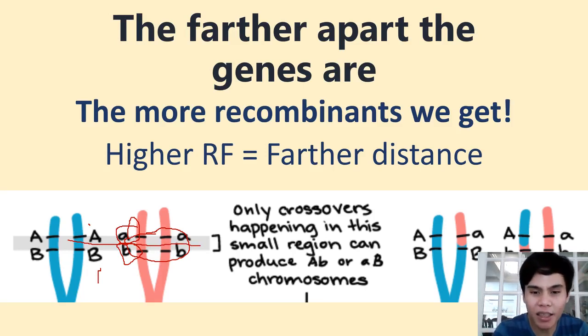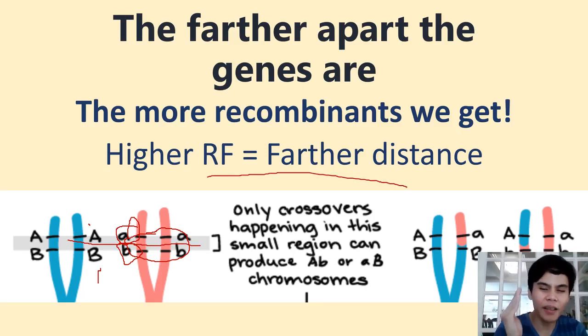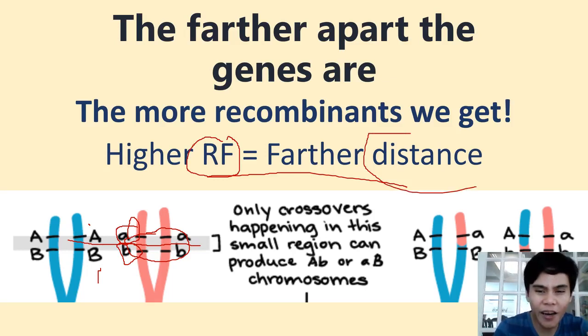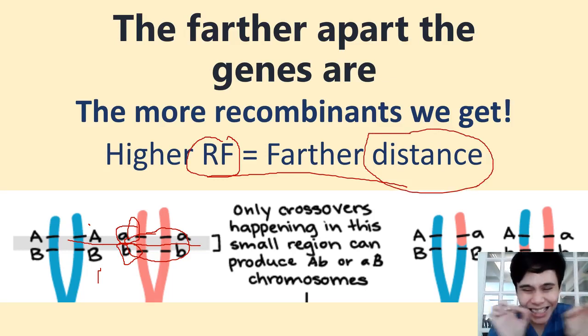But if you have a large space between them, again, the farther the distance between genes, the higher the frequency of recombinants between them. Again, the larger the space for them to cross over at magkaiba yung positions ng dalawang genes, mas mataas ang RF mo. Mas mataas ang distance mo. And the farther the distance is, the less there is linkage between the genes. Again, the farther the genes away, the less linked they are.